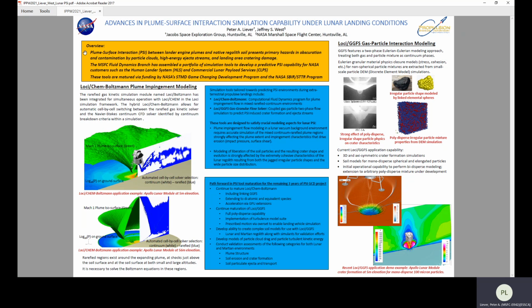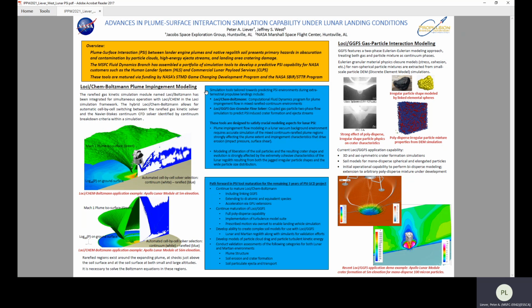These tools are matured now with funding by the STMD Game Changing Development Program and the SBIR program. The mainline simulation tools are the LOCI-Chem Boltzmann Plume simulation tool and the LOCI GGFS gas granular flow solver, which directly predicts the penetration of gas flow into particle soil beds and the resulting creation of craters and ejecta streams. These tools had to be equipped with particular capabilities for the lunar environment.